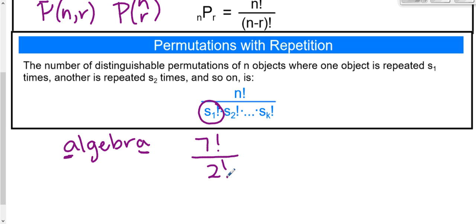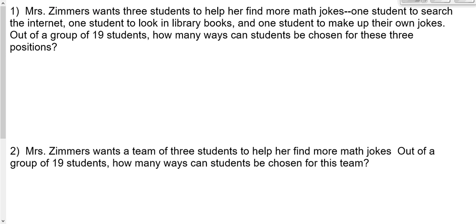Well, that leads us to today's concept. And we're going to start with a couple of examples. So, number 1, Mrs. Zimmers wants 3 students to help her find more math jokes. 1 student to search the internet, 1 student to look in library books, and 1 student to make up their own jokes. Any volunteers? Out of a group of 19 students, how many ways can students be chosen for these 3 positions? Okay, so in this problem, each position is unique. It's kind of like choosing 3 letters out of 19 letters where each letter is unique. They're distinct is another way to put it. So this would be a permutation type problem.